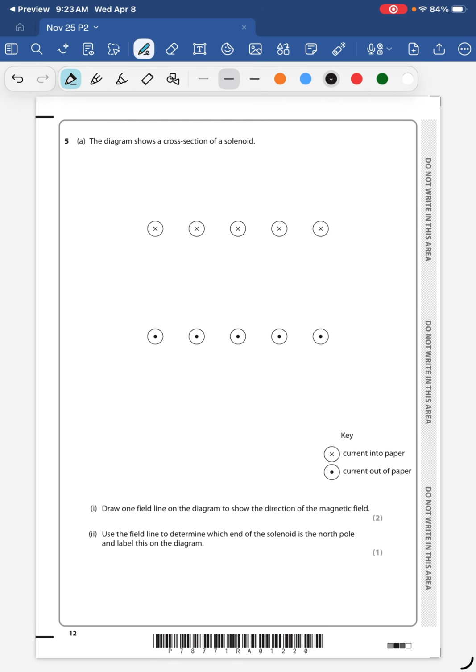Okay, question 5. The diagram shows a cross-section of a solenoid. And the key here is that with crosses, we have the part of the coil that goes into the paper, and with the dot, we have the current that comes out of the paper. Draw one field line on the diagram to show the direction of the magnetic field. So the trick here is to use your right hand and put your thumb pointing in the direction of the current, okay? So in this case, where the crosses are, your thumb should point into the page, okay?